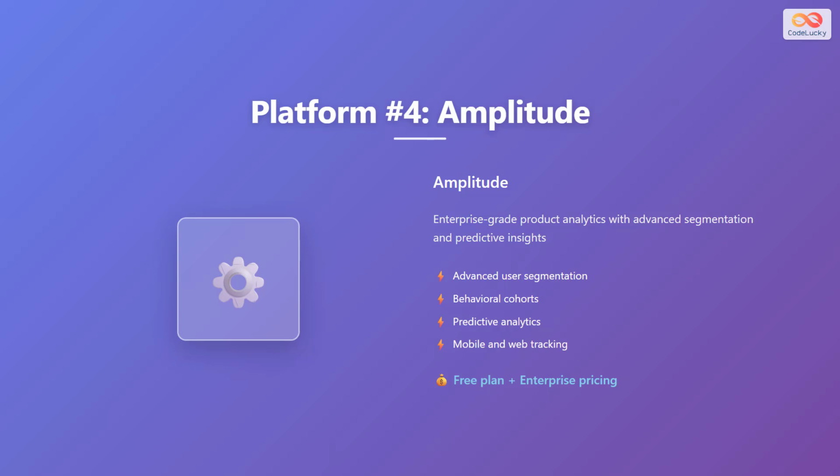Amplitude is an enterprise-grade product analytics platform built for larger organizations that need sophisticated analysis capabilities. It provides advanced user segmentation to create highly specific audience groups, allows you to build behavioral cohorts based on user actions, includes predictive analytics powered by machine learning, and tracks both mobile and web platforms seamlessly. Amplitude starts with a free plan and scales up to enterprise pricing for organizations with complex needs.